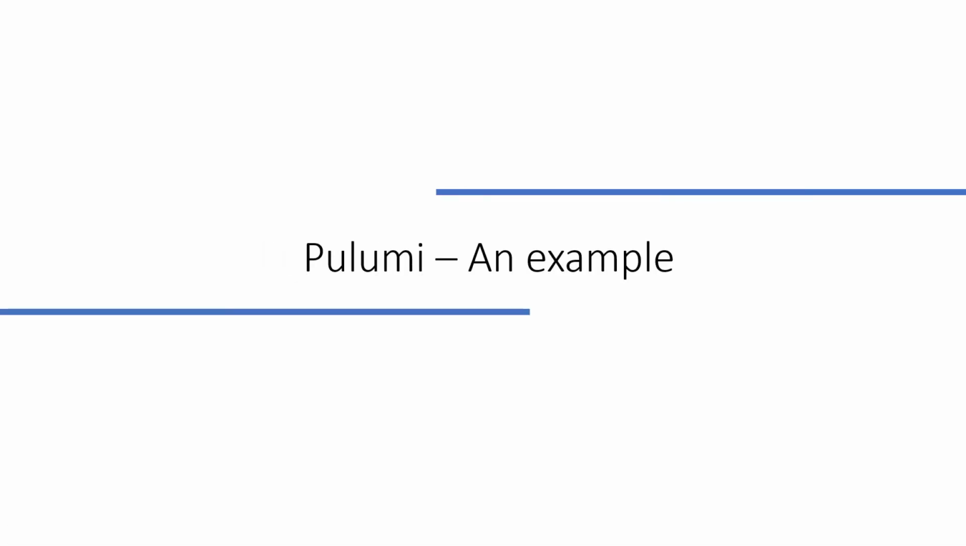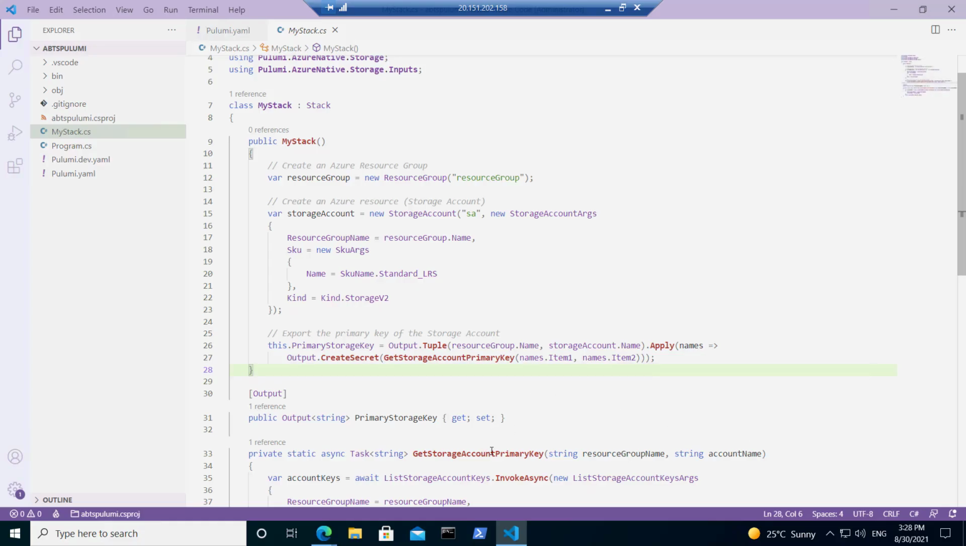Let's take an example. We'll be deploying an Azure resource group. Inside of that resource group, we'll be deploying an Azure App Service Plan, and this App Service Plan will host an Azure App Service web app. So back in our dev machine, we'll get rid of all of that.